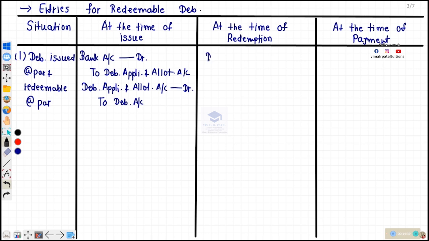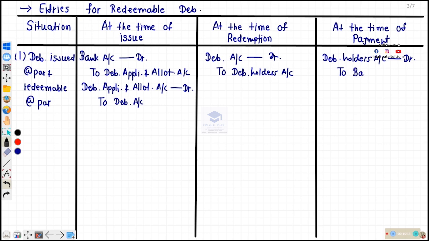Now, when company decides to redeem the debenture, debenture account will be debited, which was earlier credited. Debenture and amount will be payable to debenture holder. So debenture holders account will be credited, 100, 100. Now when debenture holders are actually paid, debenture holder to bank, 100, 100. Clear?